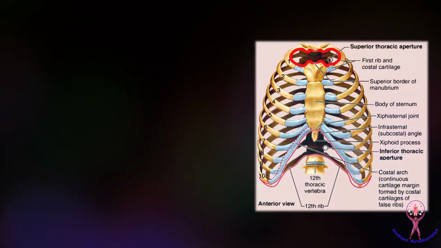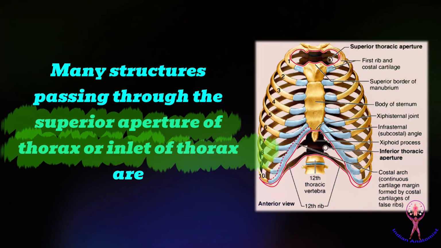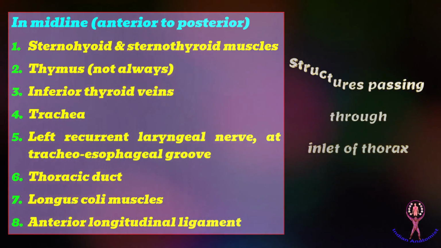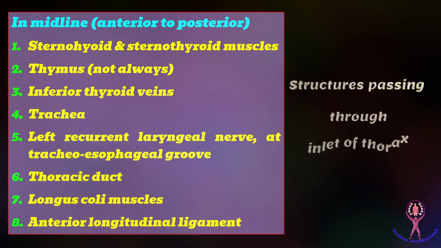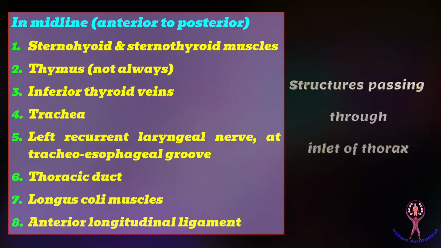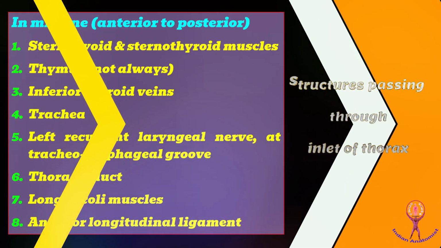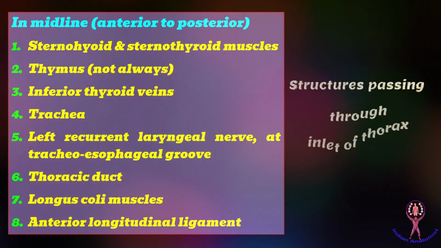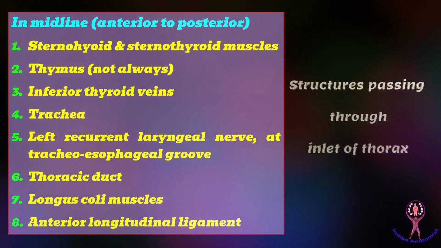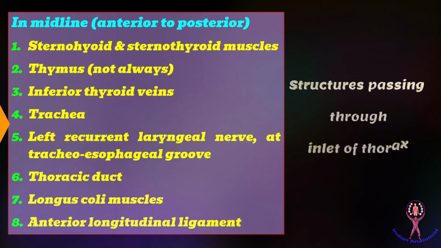Now, what are the structures passing through this inlet? In the midline, the inlet of thorax transmits 1. Sternohyoid and sternothyroid muscles of both sides. 2. Thymus gland. It is an inconstant structure, because, after puberty, the thymus undergoes gradual involution, and is largely replaced by fat. 3. Inferior thyroid veins.